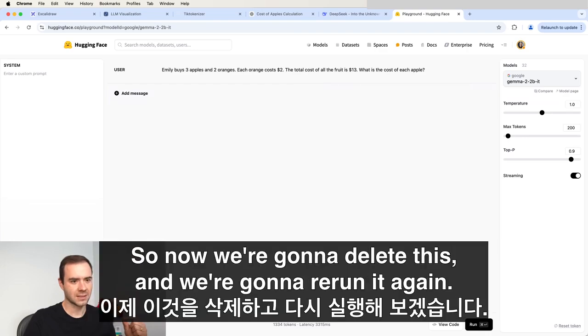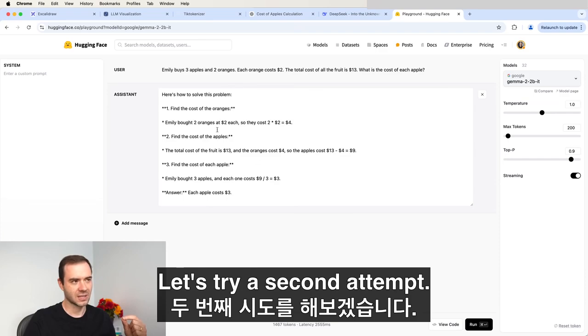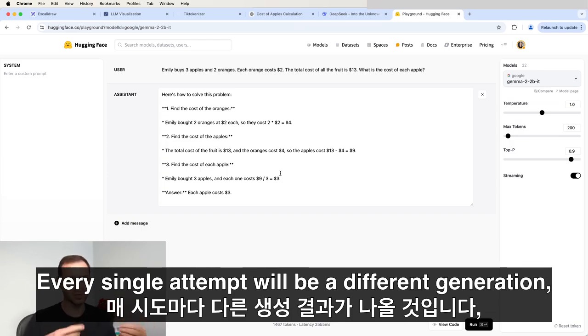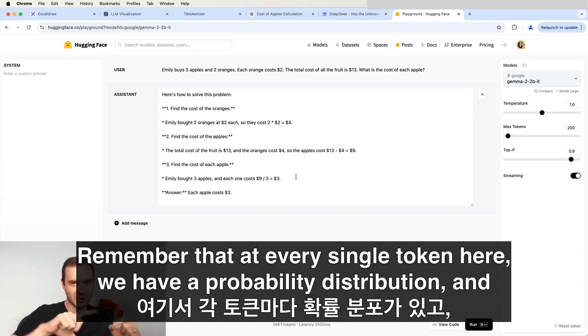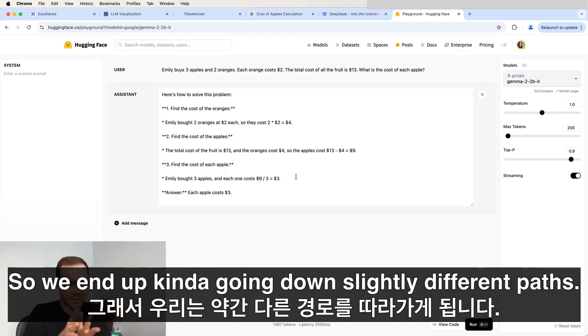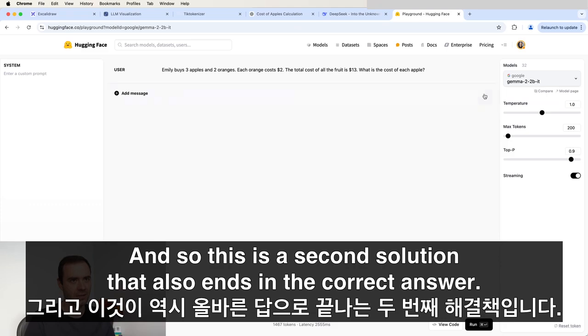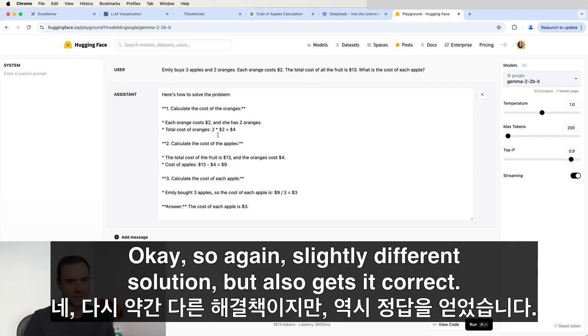Now we're going to delete this and rerun it. Let's try a second attempt. The model solves it in a slightly different way, right? Every single attempt will be a different generation because these models are stochastic systems. Remember that at every single token, we have a probability distribution and we're sampling from that distribution. So we end up going down slightly different paths. This second solution also ends in the correct answer. Now we're going to delete that. Let's go a third time. Again, a slightly different solution, but it also gets it correct.